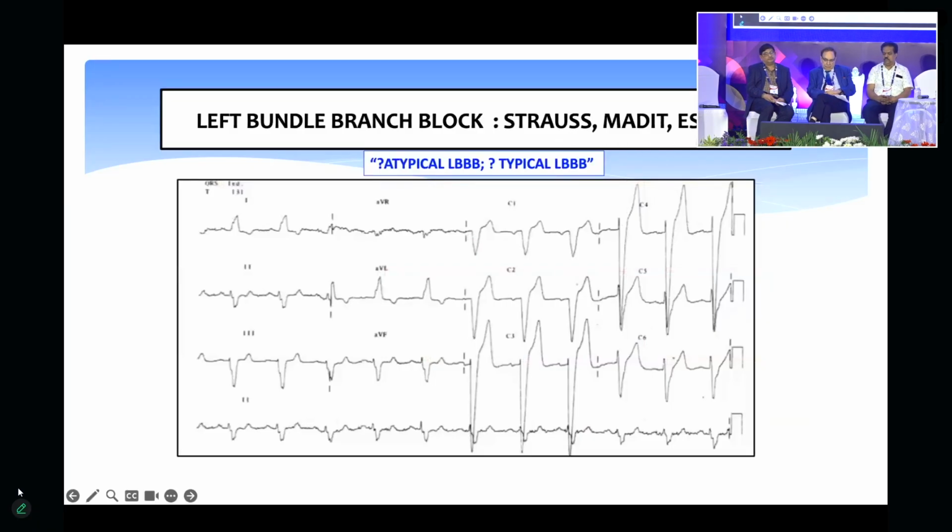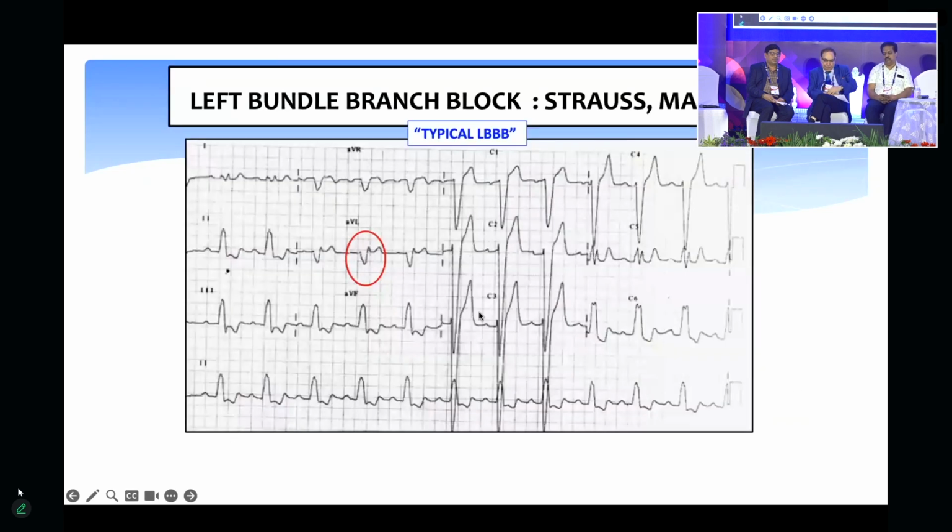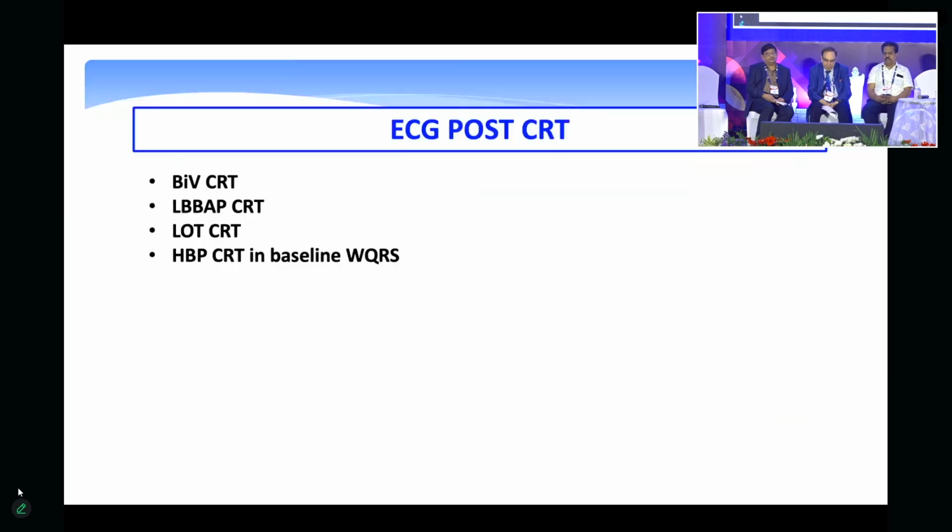All the criteria would call this LBBB, but I'm not sure if it's really LBBB because you really don't have a notch here. It's only a slurring here. So I'm not sure what to call this. Now, the controversy, and this of note would be typical left bundle branch block, because a Q in AVL is not against a left bundle branch block, whereas a Q in 1, V5, V6 is against. Now, the debate on the definition will continue, but it's important to have clarity in our mind as to what we are dealing with. Now, what about the post-CRT ECG?